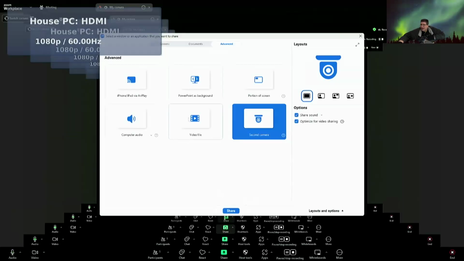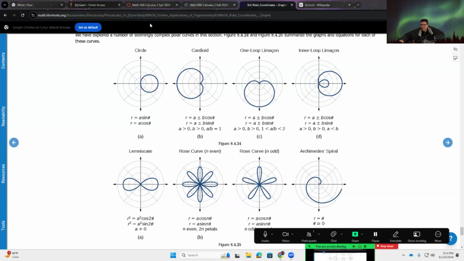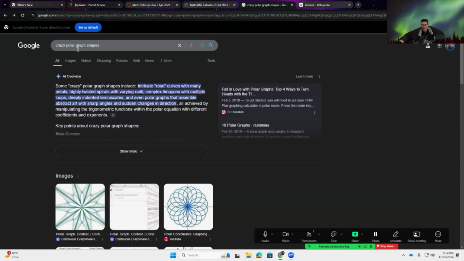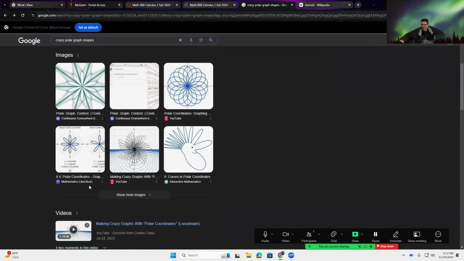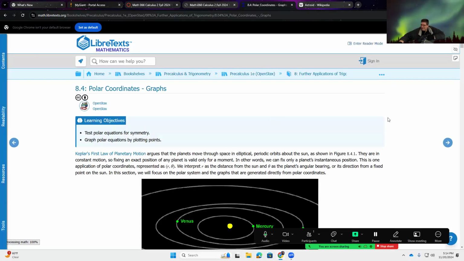So let me switch this over and change the video here. I looked up crazy polar graph shapes. That's literally what I looked up. Crazy polar graph shapes. Mathematics LibreText popped up a good one. There's even more going on there.